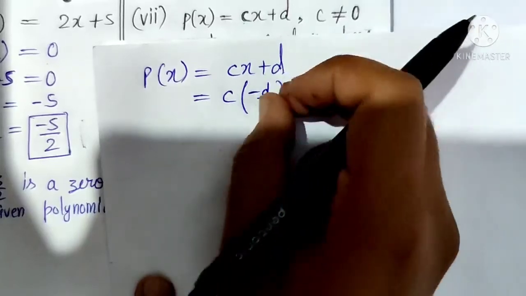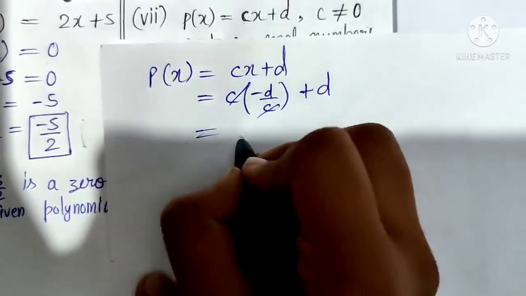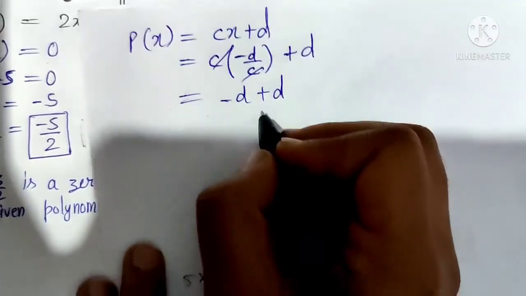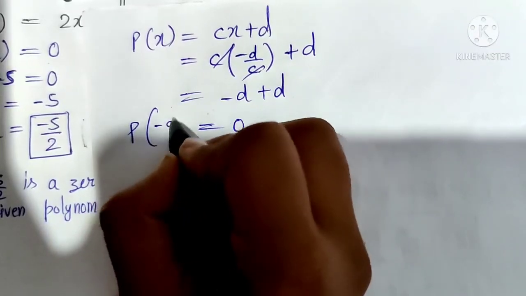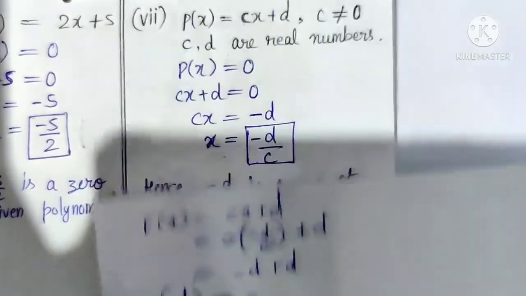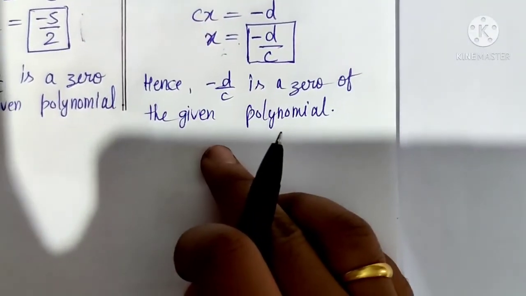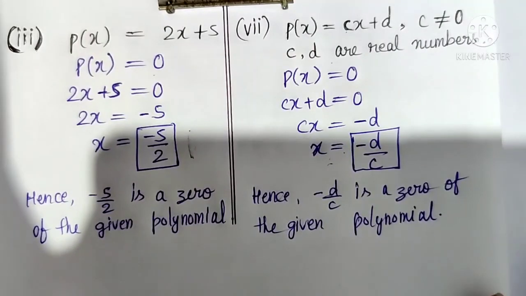Now when we open the bracket, it becomes multiplication, so we can cancel c. What is left? Minus d plus d. Now minus d plus d, what will come? 0 only. So if we put minus d upon c in place of x, it comes equal to 0. Hence we can say that yes, minus d upon c is a 0 of the given polynomial. So in this way we have completed our exercise 2.2.